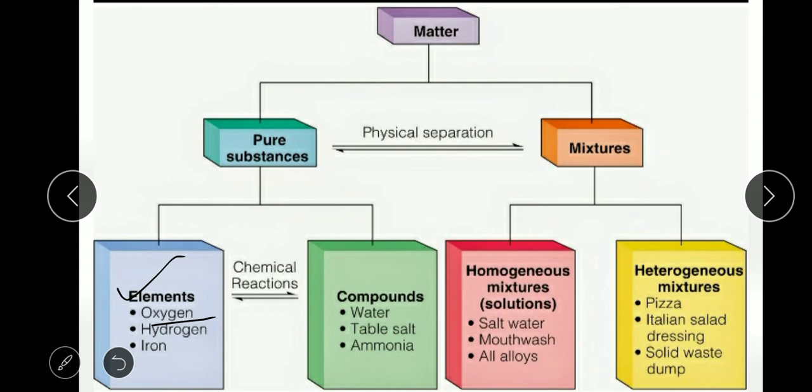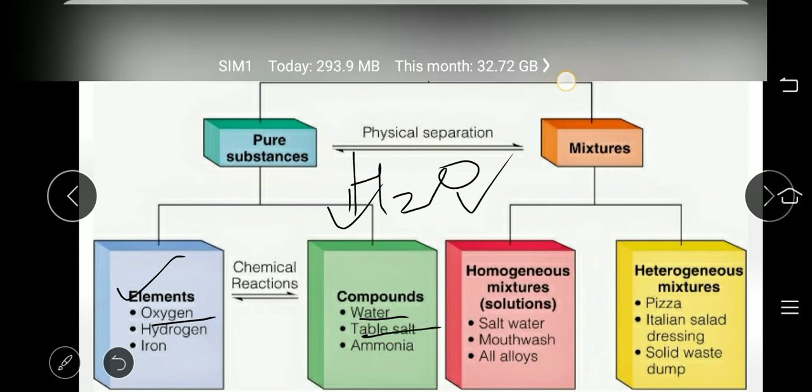If all the atoms are not same, for example water, when we are talking about water, water is having molecular formula H2O. Here hydrogen atom is there, oxygen atom is there, two types of atoms are there. If two or more than two types of atoms are present in the given substance, it is called as compound. One more example is table salt, which is called as NaCl.